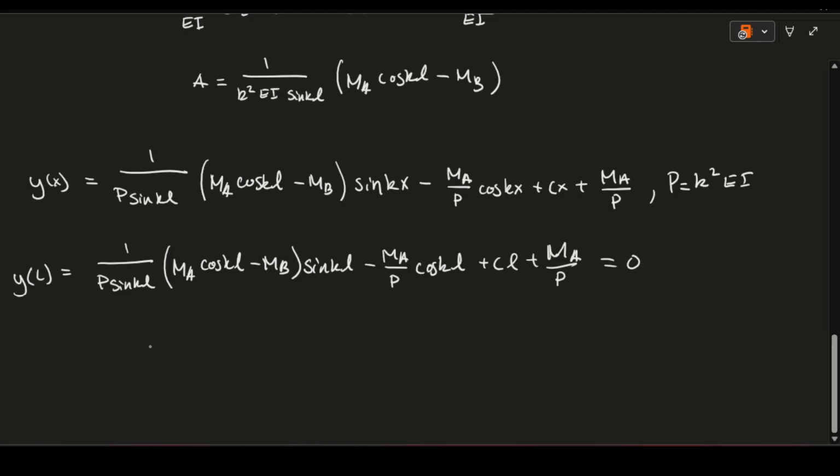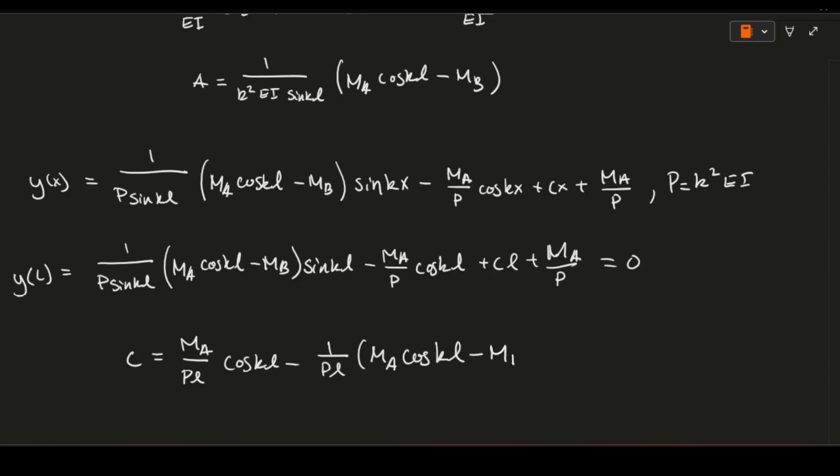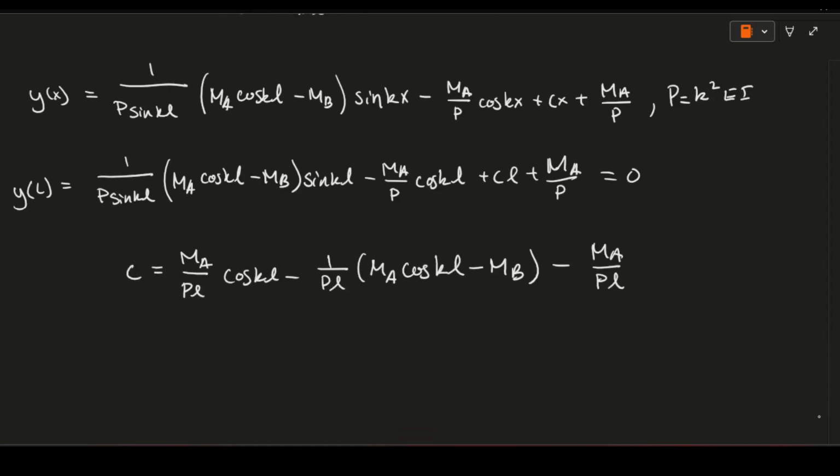We can then solve for C. So C is equal to MA over PL cosine KL minus 1 over PL times MA cosine KL minus MB, and minus MA over PL. And we can see that this ultimately becomes MB minus MA all over PL.